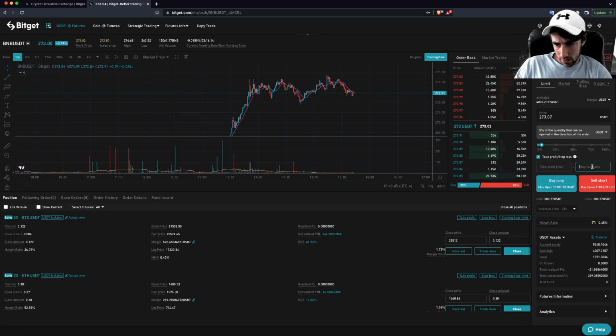You could set your stop loss price if you want to do that ahead of time. That would be smart to do. You could just type it in and say we want to do a 271 stop loss, I guess. 271, just to show you. Let's do this. So let's do that order.